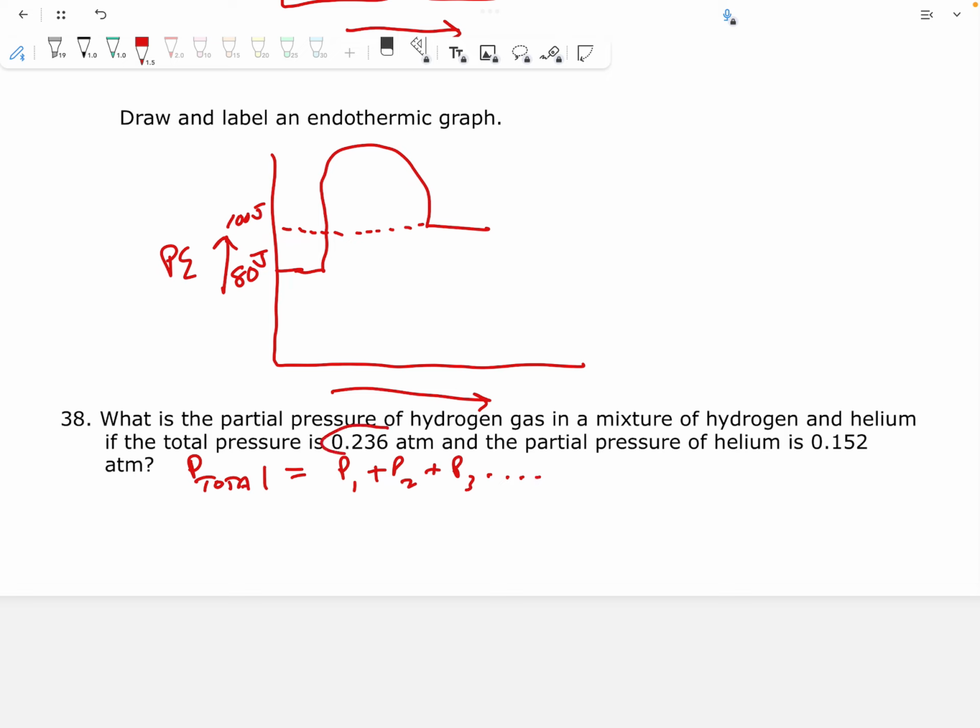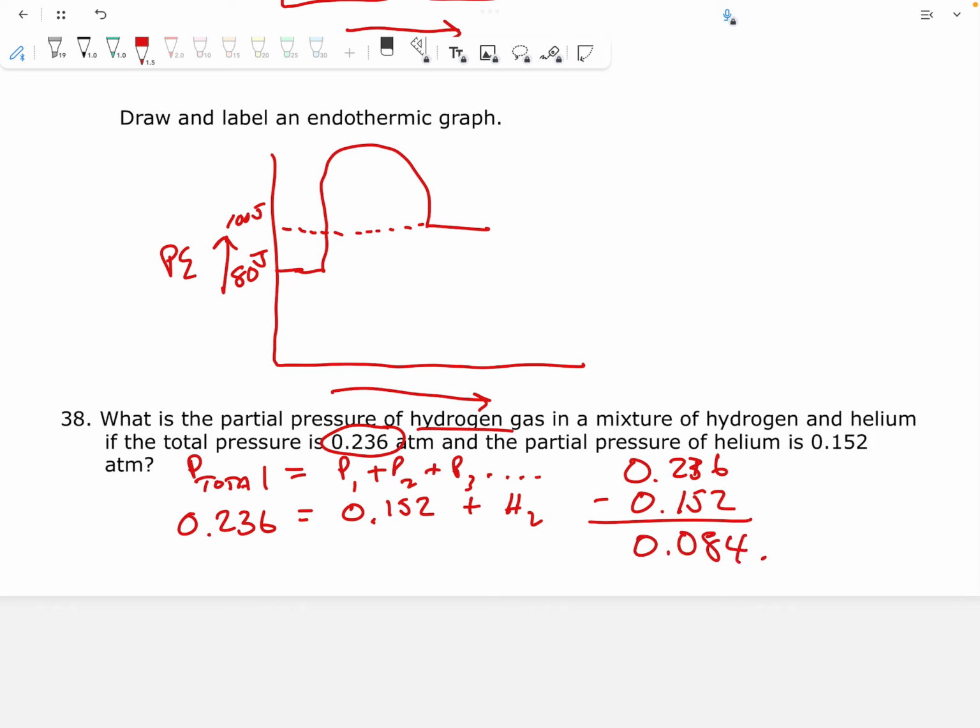So the total was 0.236, and helium's partial pressure was 0.152, and we had to find the partial pressure of hydrogen. So I'm going to put hydrogen right there. That means we're going to subtract 0.152 from 0.236, and when we do that, we get 0.084 atmospheres for the hydrogen gas, and that would be our answer.